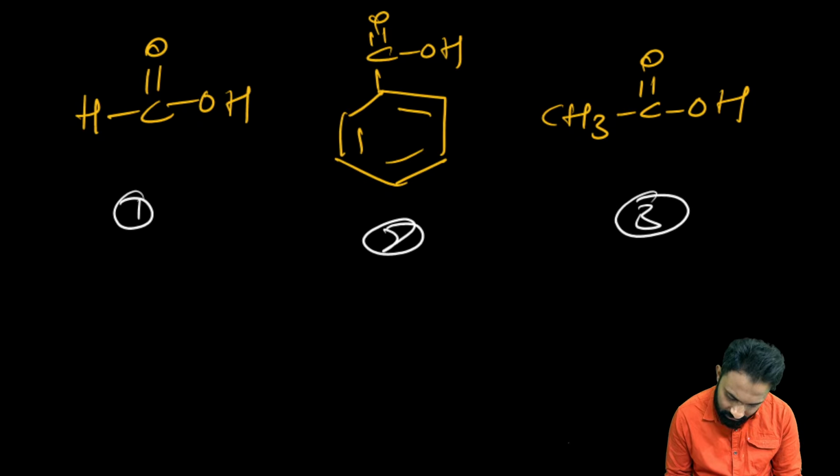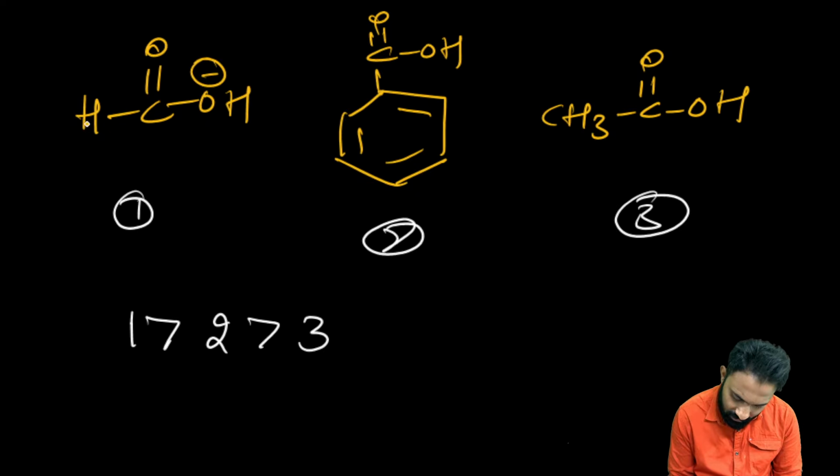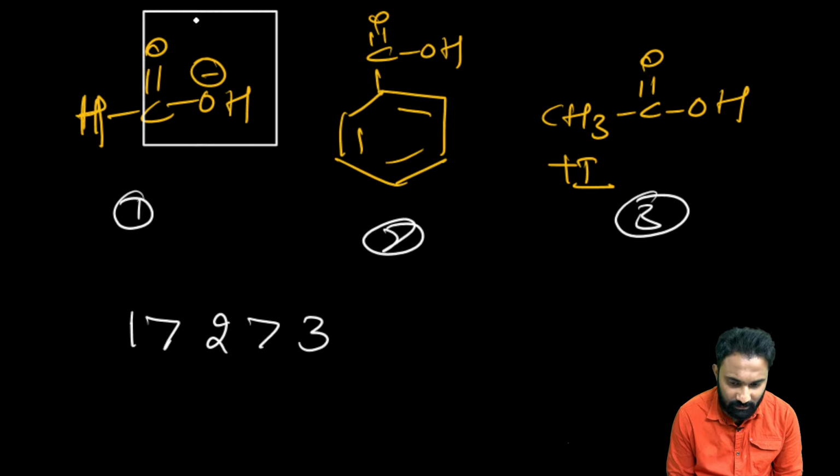Now the answer is 1 greater than 2 greater than 3. Why? Because here this is a normal hydrogen, but here it is a plus I. Here it is a plus I. This one will be stabilized very fast. No, not 3, 1, 2. The answer is 1, 2, 3.